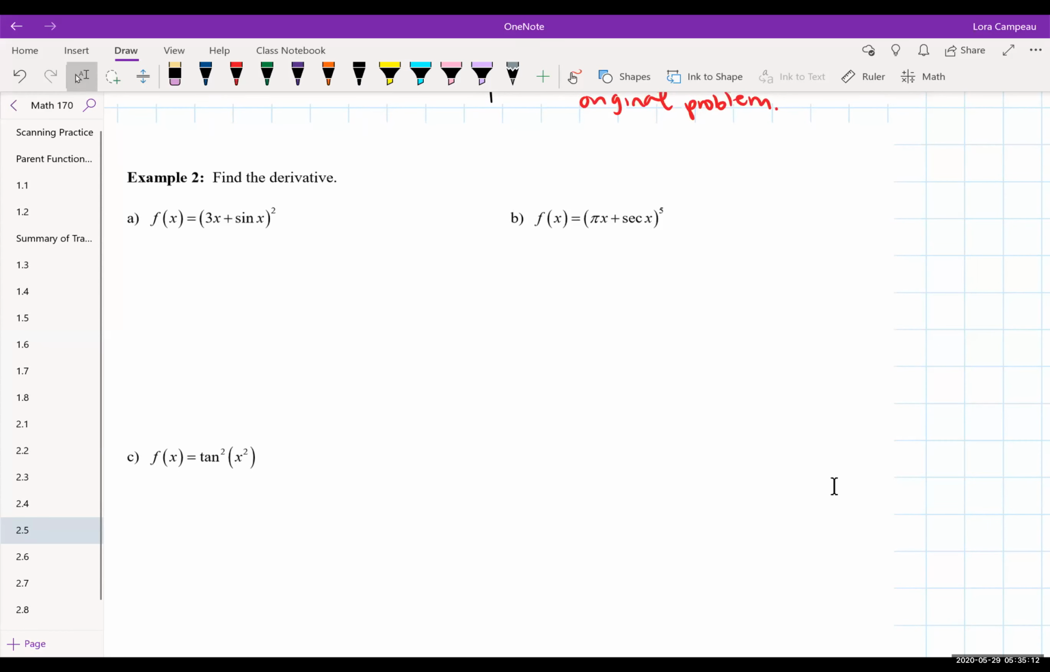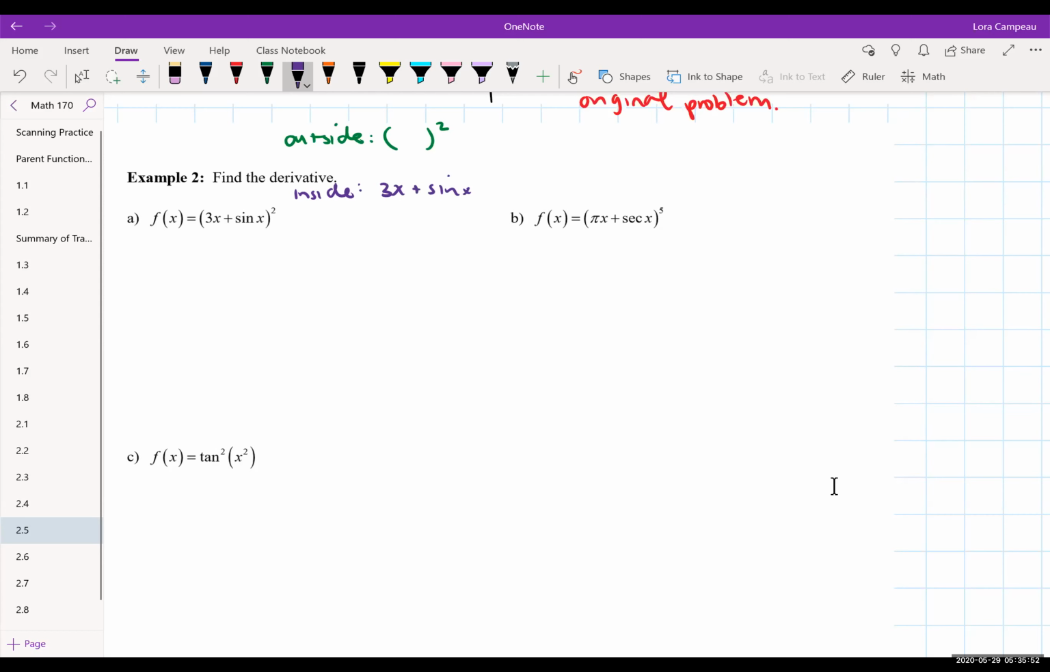So if I'm looking for the derivative of f of x equals 3x plus sine x squared, I note to myself, we don't just have a single function. We are looking at the outside function. A little note as I'm talking to myself. The outside function is something squared. The inside function is what is in that base part. The inside is 3x plus sine of x.